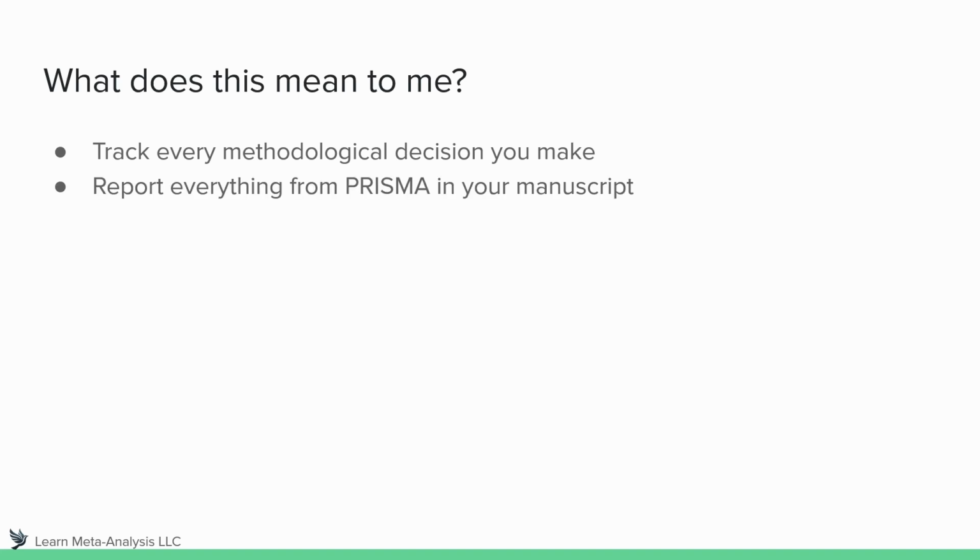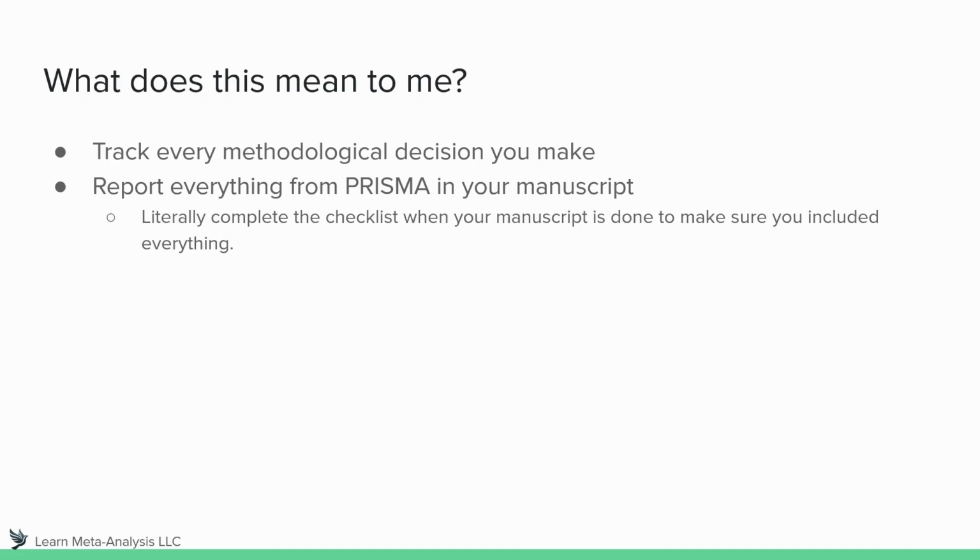The second piece of this is if you're actually writing a manuscript for a systematic review or a meta-analysis, you need to make sure that you report everything from PRISMA in your manuscript. Fortunately, they have provided a wonderful checklist that helps you make sure that you do this, and I'm going to show that to you guys here in a few minutes.